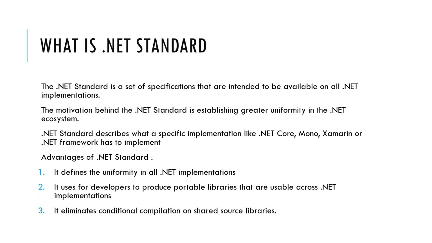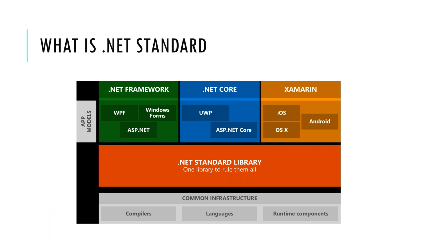The advantages of .NET Standard: it defines uniformity in all .NET implementations. It is used by developers to produce portable libraries that are usable across .NET implementations. It eliminates conditional compilation every time on shared source libraries. So this is the pictorial representation of .NET Standard, and on top of .NET Standard is how the .NET Framework, .NET Core, and Xamarin sit.